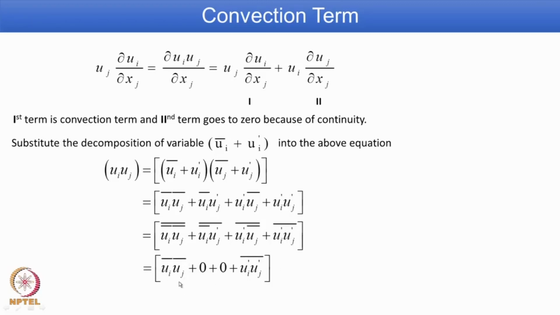The first term will be the convection term, but applied for turbulent flows. The last term is the extra term, and that is the Reynolds stress term. With this we come to the end of part 1 of this lecture, then we move on to part 2.